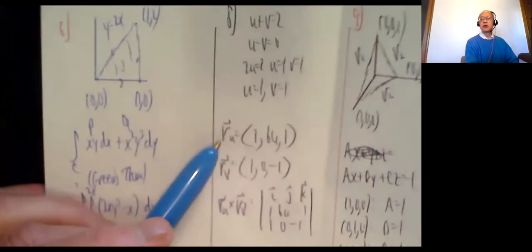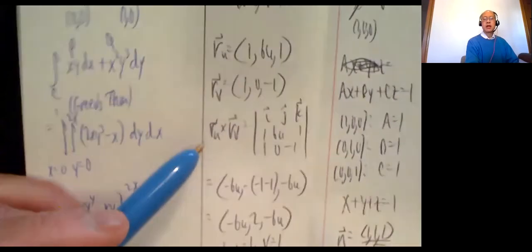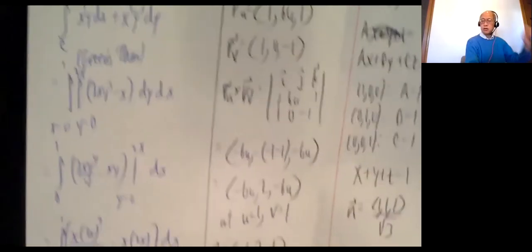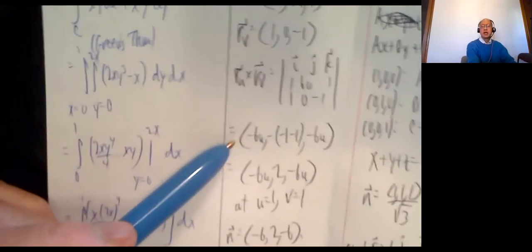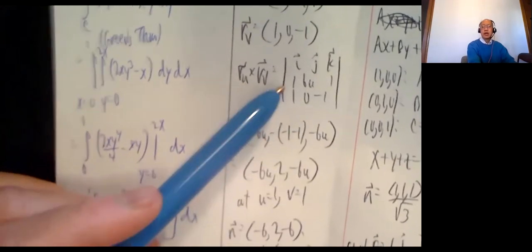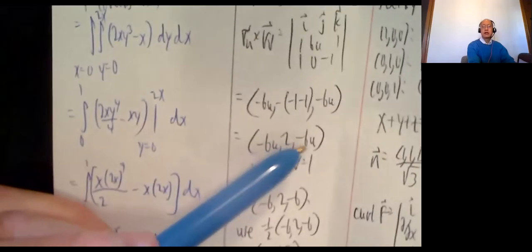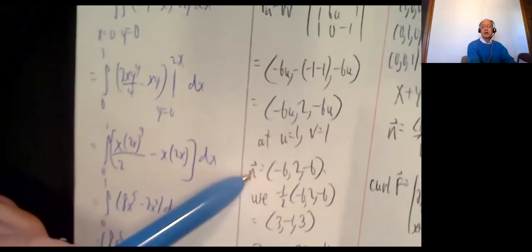Okay, so r sub u, differential with respect to u, (1, 6, 1). Differential with respect to v, (1, 0, negative 1). Take the cross product, i, j, k, 1, 6u, 1, 1, 0, negative 1. I component is negative 6u minus nothing. J component is the opposite of negative 1 minus 1. K component is nothing minus 6u. Plug in u equals 1, v equals 1. So a normal vector is (negative 6, 2, negative 6).